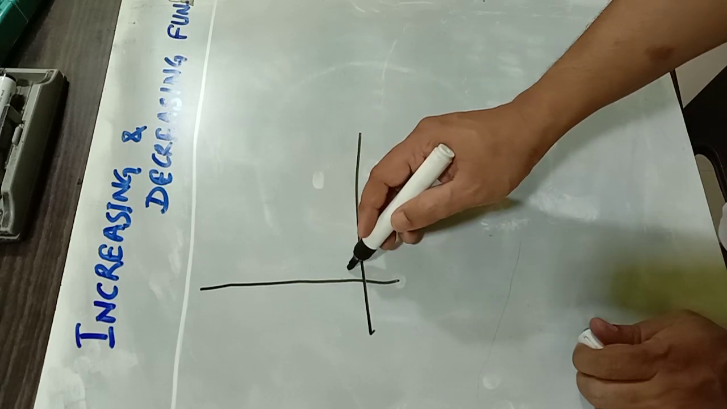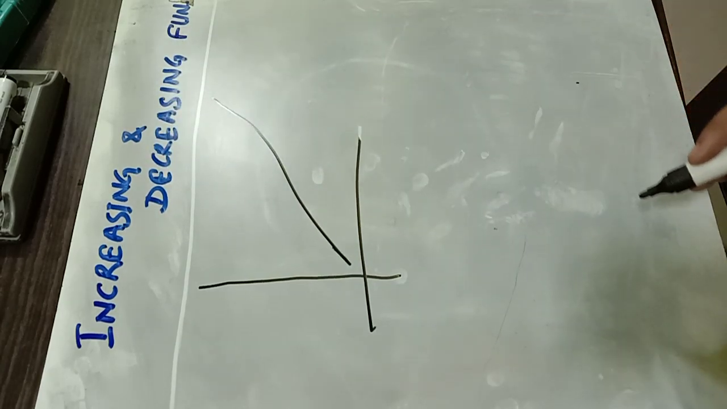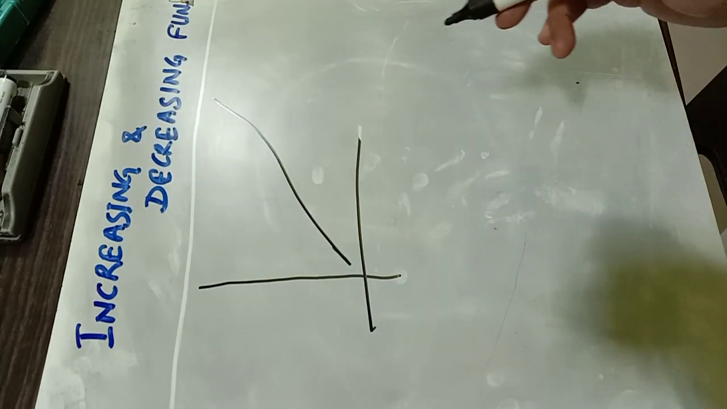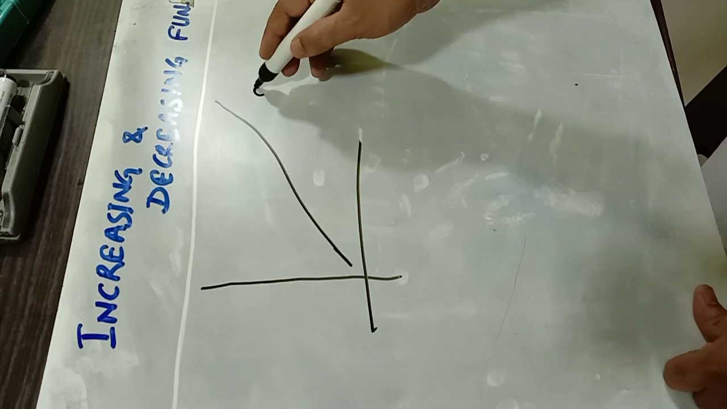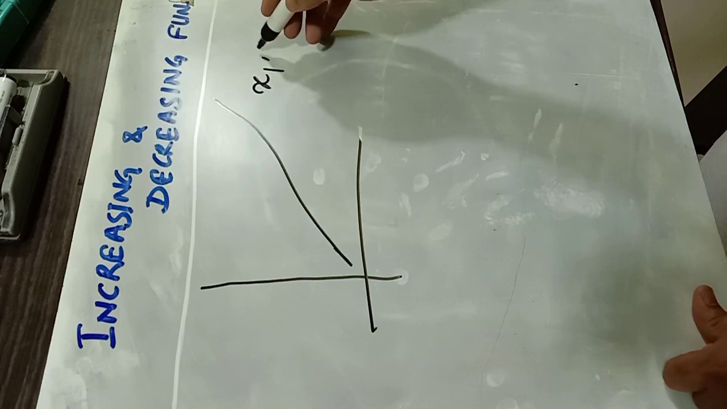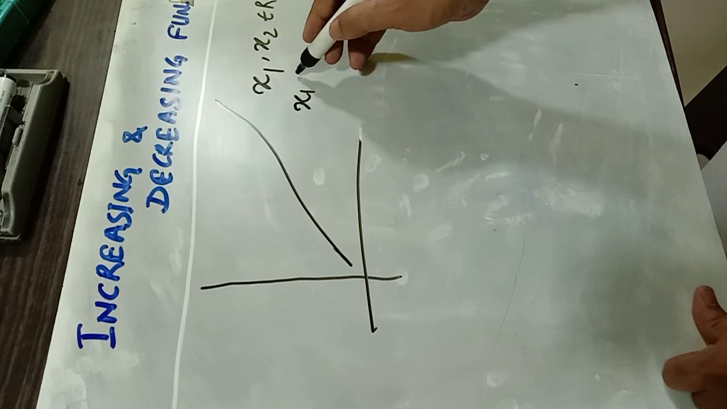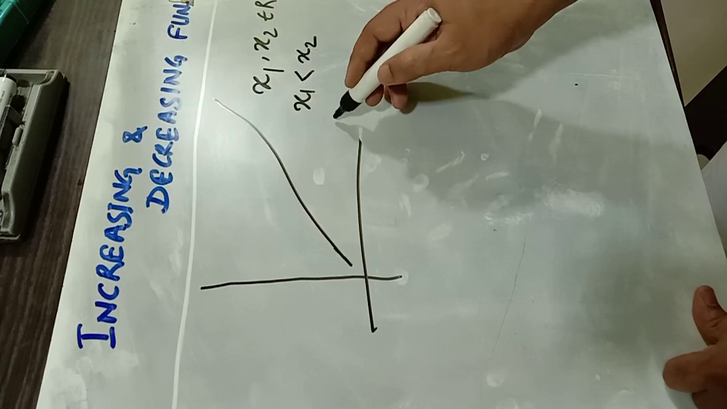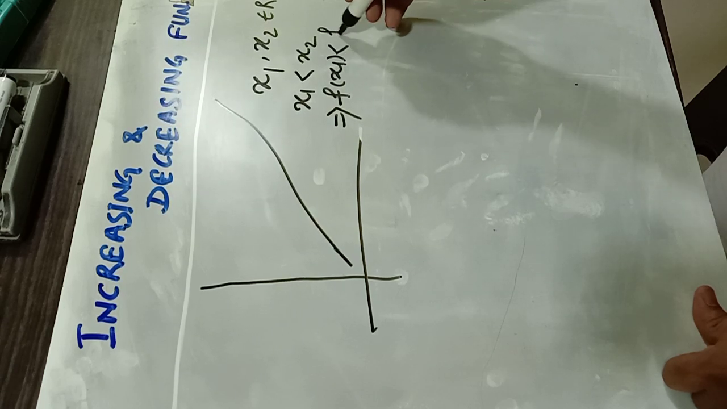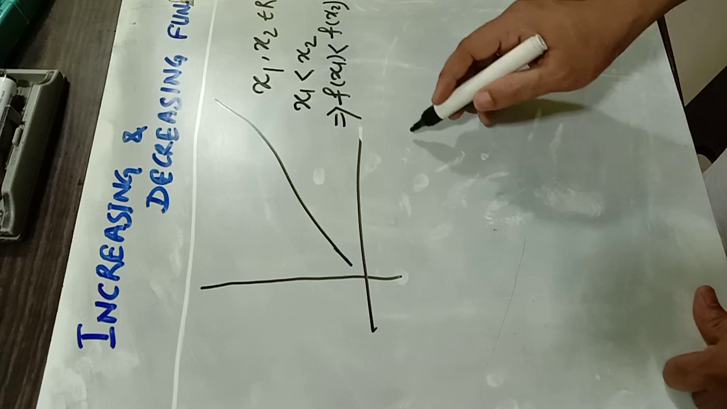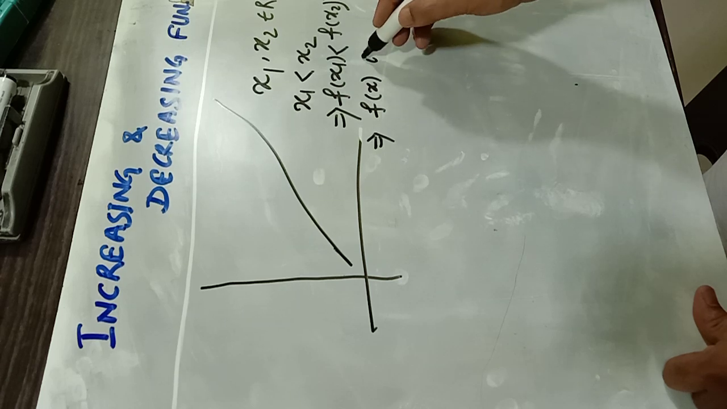If, by increasing the value of x, the functional value increases, then that is called an increasing function. In this case, x1, x2 belong to R. If x1 less than x2 implies f of x1 less than f of x2, then we will call f of x increasing.